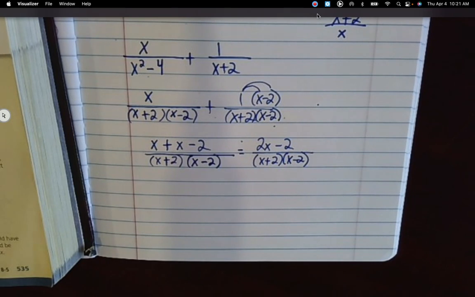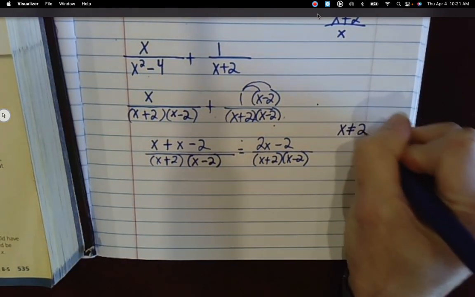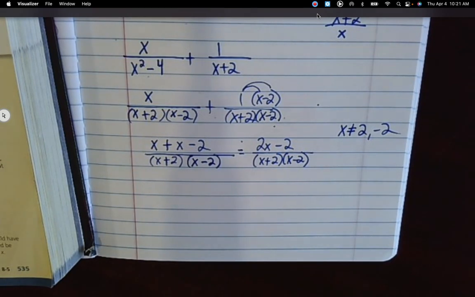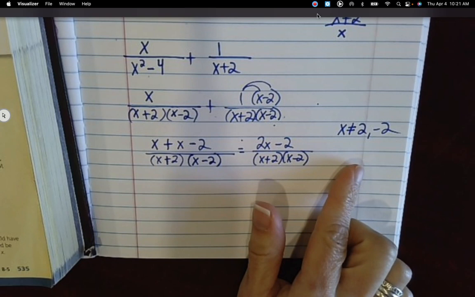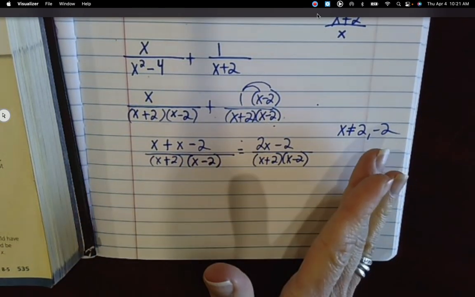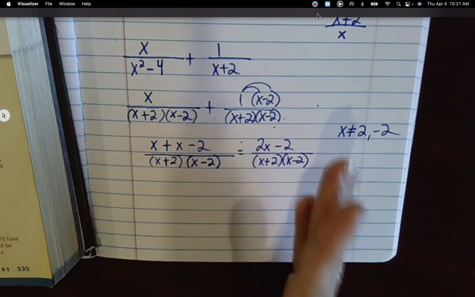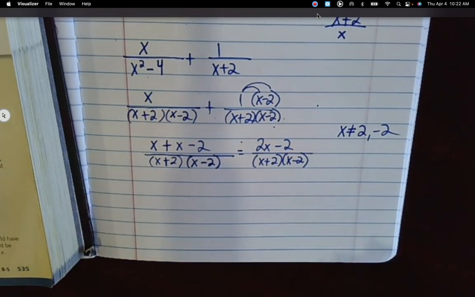Y'all need a second to write though? Wait, our restrictions just 2 and negative? Oh yeah, so it might ask for restrictions. Does this one? This one does. So yeah, your restrictions are 2 and negative 2. When do you take your restrictions? Do you wait till the very end? As soon as your denominator matches, that's when you would do it. Yeah, if you wait till the very end, something may have canceled out, and that was a restriction at some point. So you want to write all of them that it could possibly be.